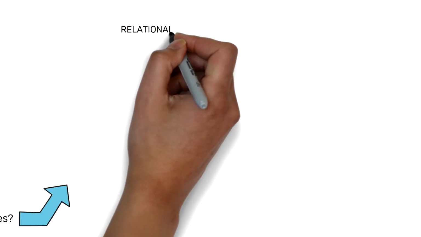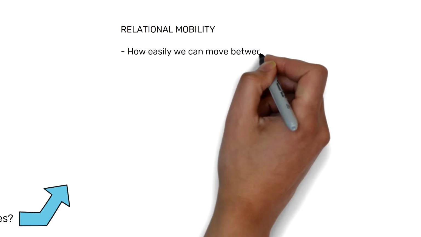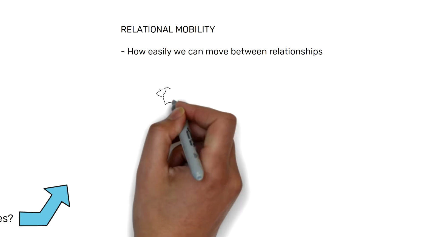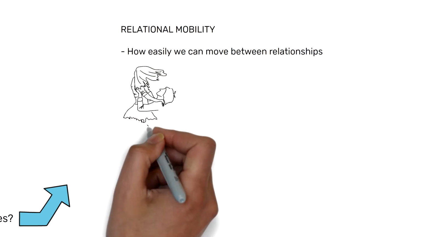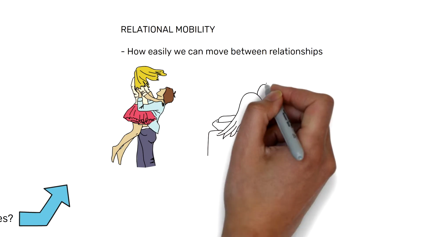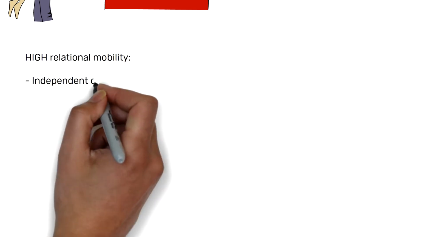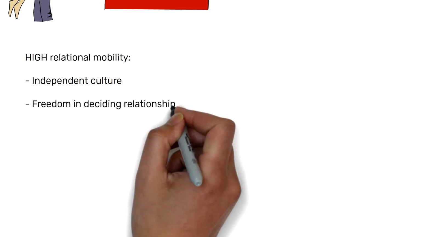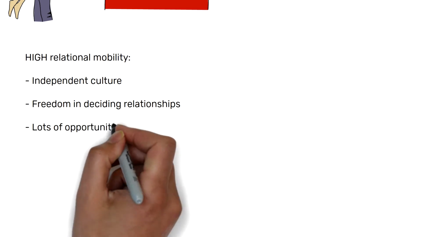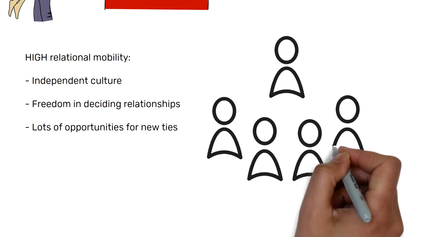Relational mobility is how easily we can move between relationships. This has implications for the basis of relationships. It affects how we form and view relationships, and this can be high or low, and parallels approximately with independence and interdependence. Independent cultures have high relational mobility. People typically have much more freedom in deciding with whom they will have relationships. The social environment presents many opportunities for people to create new ties. They have more flexibility in deciding whether or not to associate with someone in their in-group.